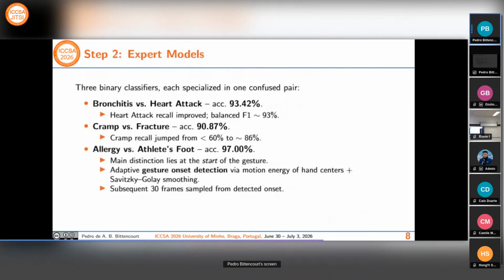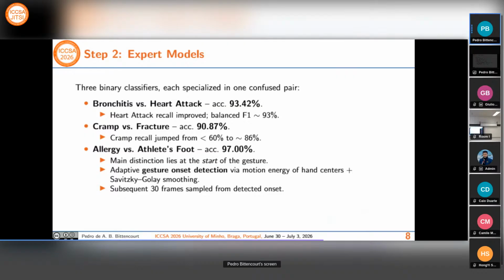The second step involves three binary expert classifiers. For bronchitis versus heart attack, the expert model achieved 93.42% accuracy with balanced precision and recall. For cramp versus fracture, accuracy was 90.87%, and notably, cramp recall increases from below 60% to approximately 86%.